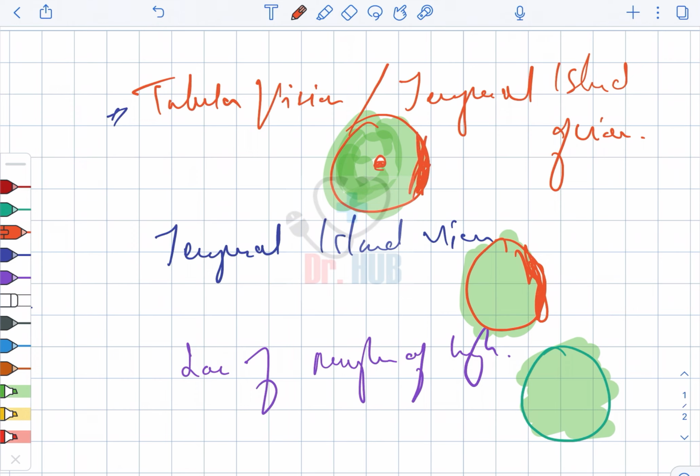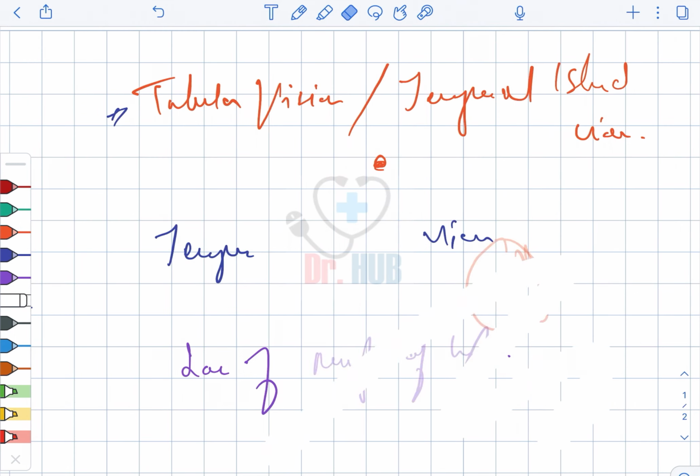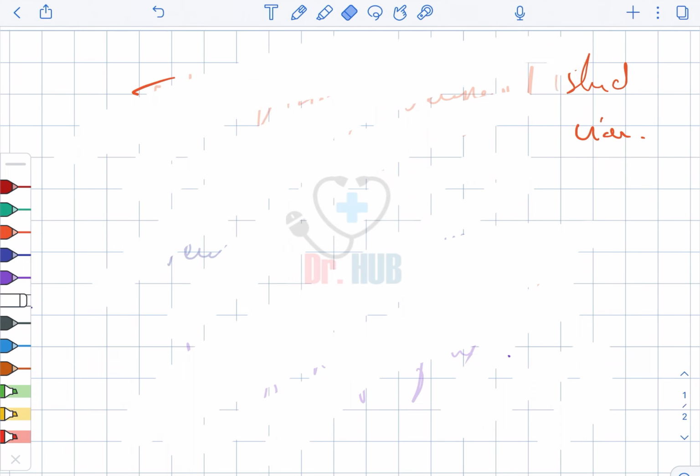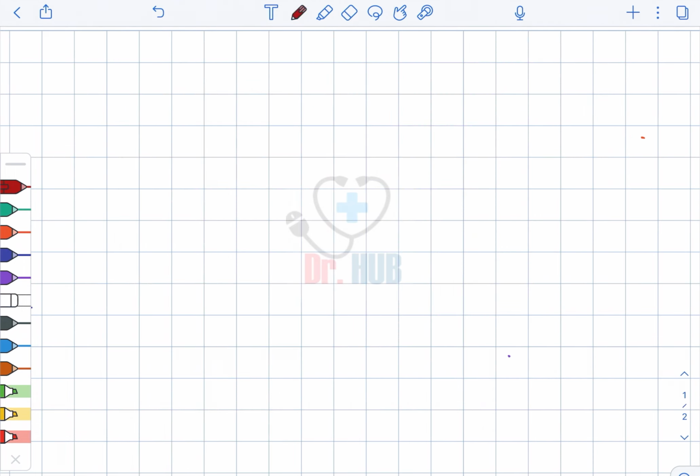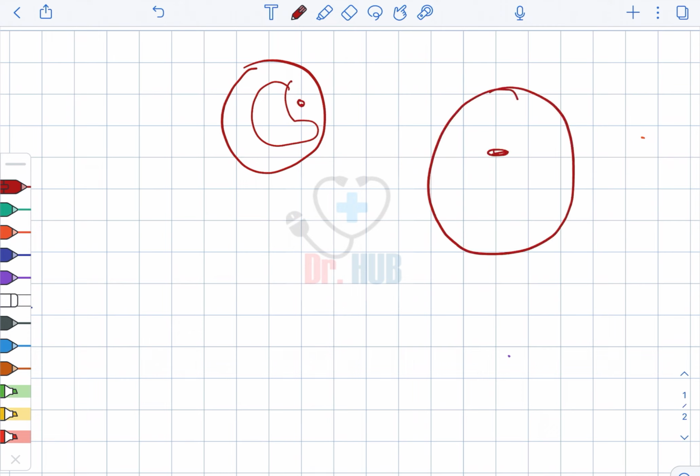Next, the diagrams we missed out, that is the relative paracentral scotoma. So in case of baring of blind spot, this is how the image looks. And in case of relative paracentral scotoma, this is relative paracentral scotoma.